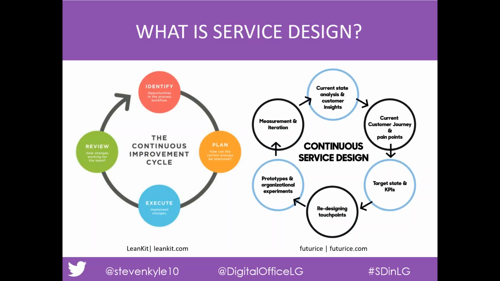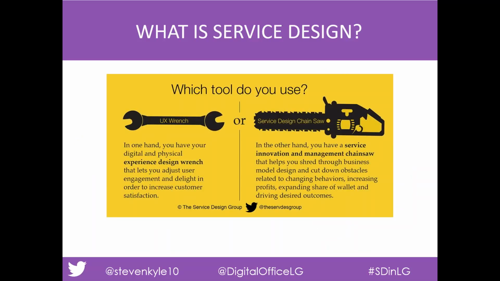Another quite visual way of thinking about service design, I quite like this particular metaphor. Continuous improvement is like that UX wrench on the left. It's making small, slight adjustments to improve on the process to better satisfaction, slightly better KPIs and results. But if we need to completely redesign it, we don't want to use a wrench. We want to use a chainsaw to absolutely cut down the obstacles, cut down the issues, the cultural problems, the barriers, and really rebuild something entirely different rather than something that you've tweaked and changed.